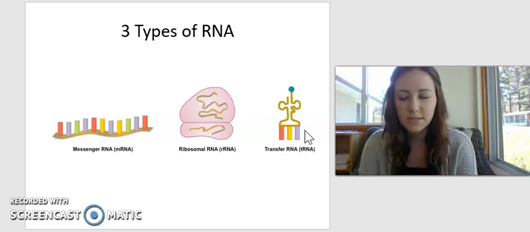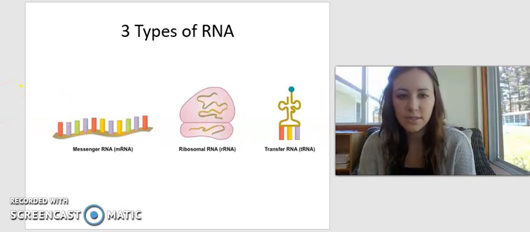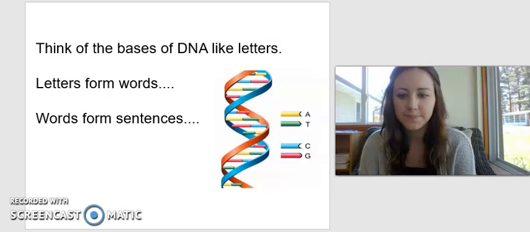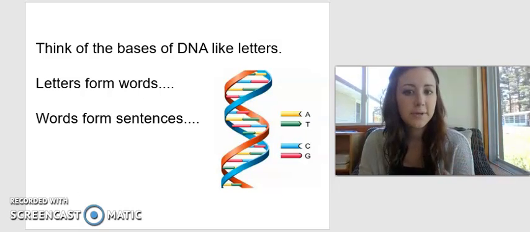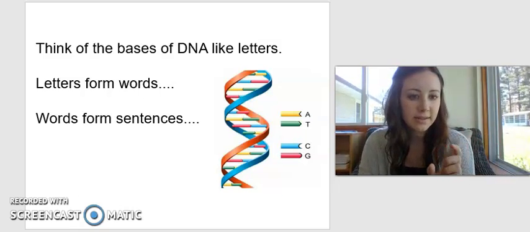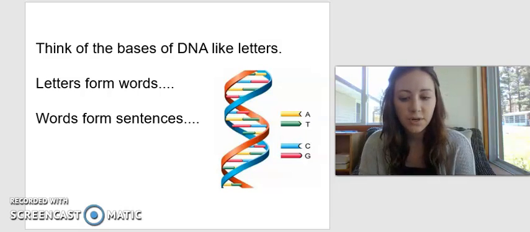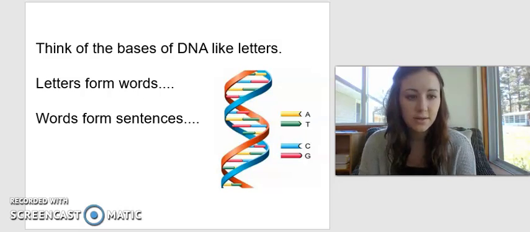We'll talk about this process a little bit more, but I just wanted to introduce those terms first. Now, big picture here, think of the DNA like letters. Letters are going to form words, and words are going to form sentences. That's kind of like the premise of how this protein synthesis works. We're going to take the DNA code, and then we're going to use that to code for amino acids, and those amino acids are going to code for proteins.